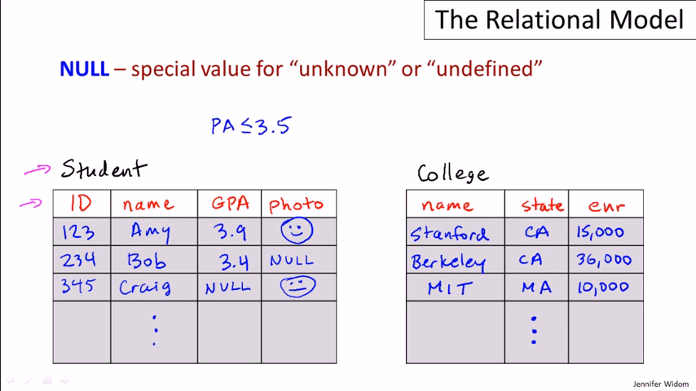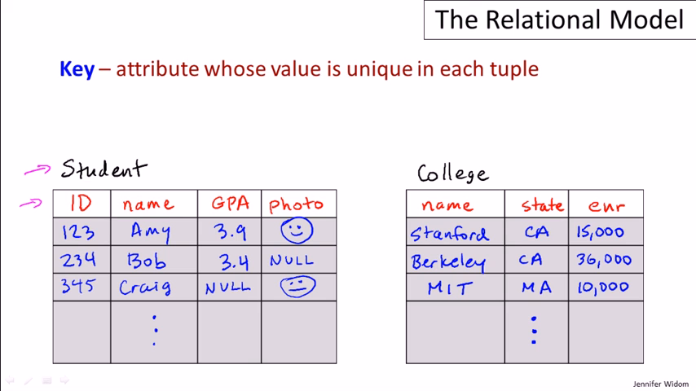Let me erase this now, and let's move on to our next concept, which is the concept of key. Key is, again, another important concept in relational databases, and a key is an attribute of a relation where every value for that attribute is unique. So if we look at the student relation, we can feel pretty confident that the ID is going to be a key. In other words, every tuple is going to have a unique value for ID. Thinking about the college relation, it's a little less clear. We might be tempted to say that the name of the college is a key, but actually college names probably are not unique across the country. There's probably several colleges named Washington College, for example.